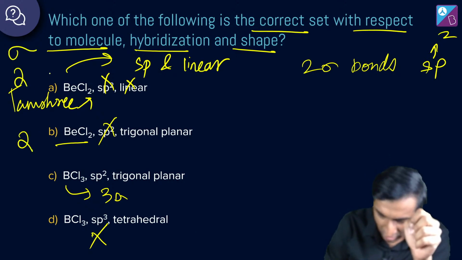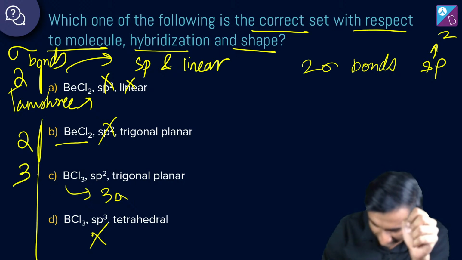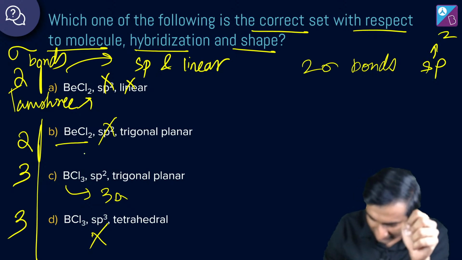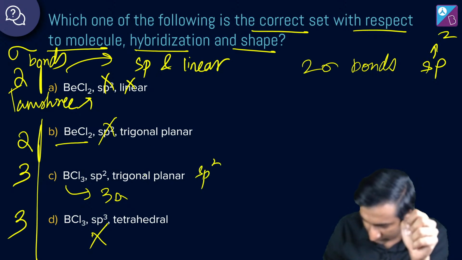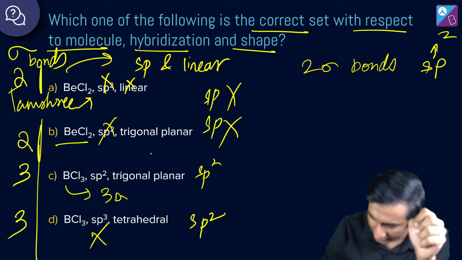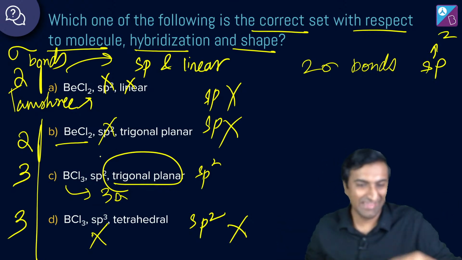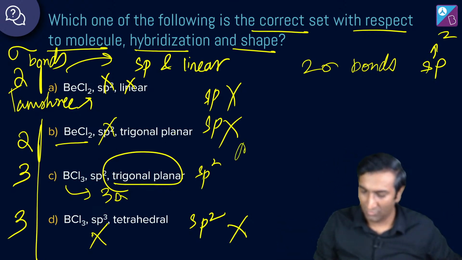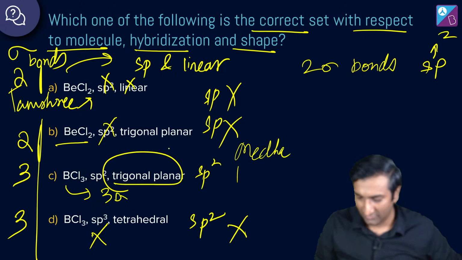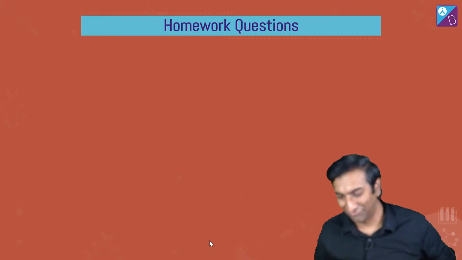So let me put a column here saying sigma bonds, right? Sigma bonds: this has 2, this has 2, this has 3, this has 3. That means these will be sp2, sp2, sp and sp. So just based on this, you eliminate this, and there's only one that makes sense, right? C is the answer. Yes, Medha and Poonam. Excellent work. Brilliant stuff. We're going to make fascinating doctors, each and every one of you.